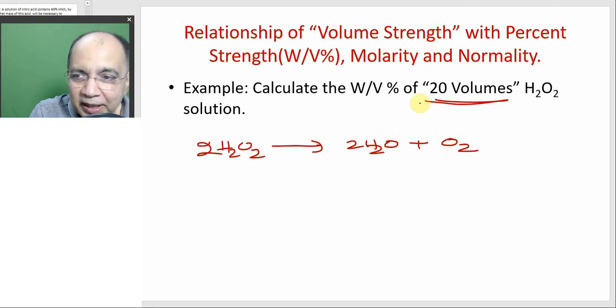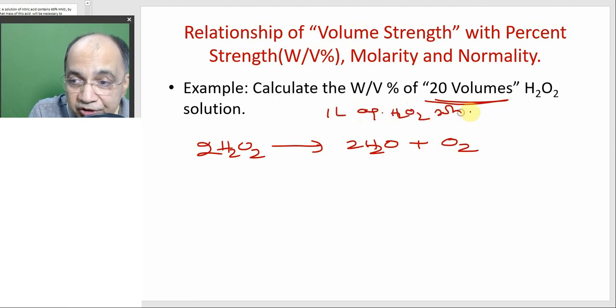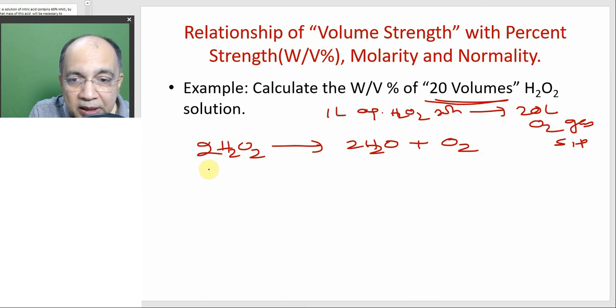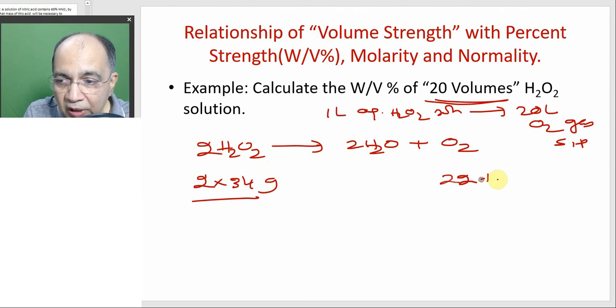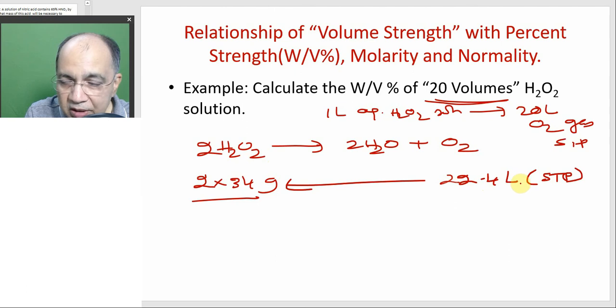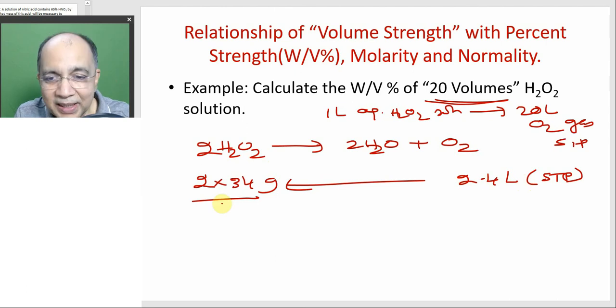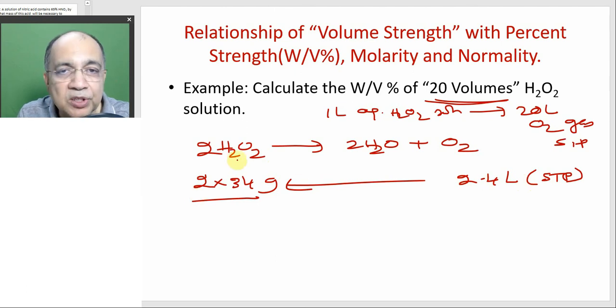Now let us solve. 20 volumes means what? 1 liter of aqueous H2O2 solution generates 20 liters of oxygen gas at STP. Now if you look at the stoichiometry, 2 moles, that is 2 into the molecular mass 34, 2 plus 32, this is 34 gram, produces 1 mole, that is 22.4 liters of oxygen at STP. So conversely speaking, 22.4 liters of oxygen gas is produced by 2 into 34 grams of H2O2.